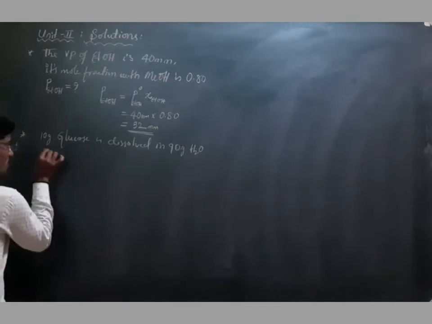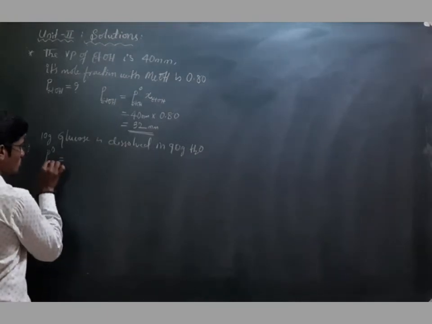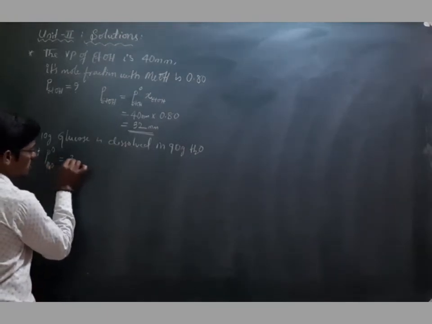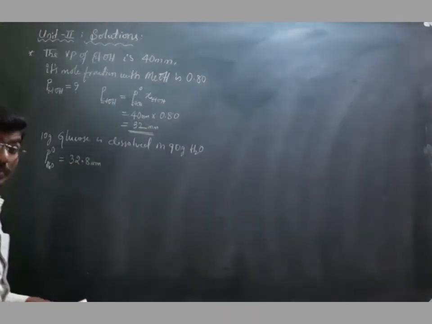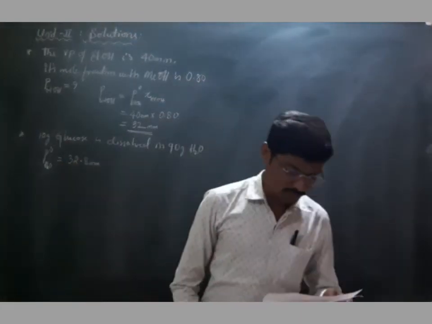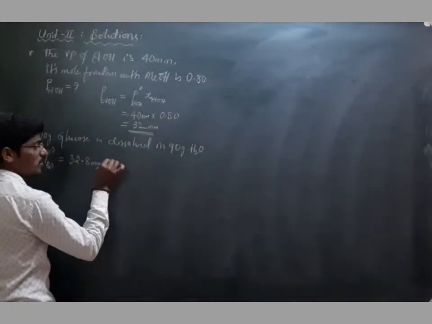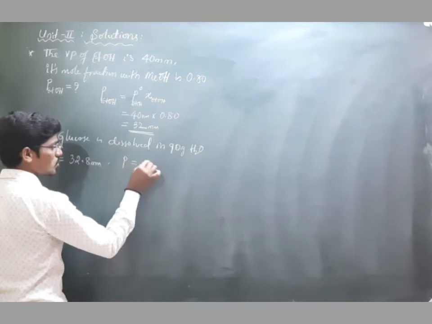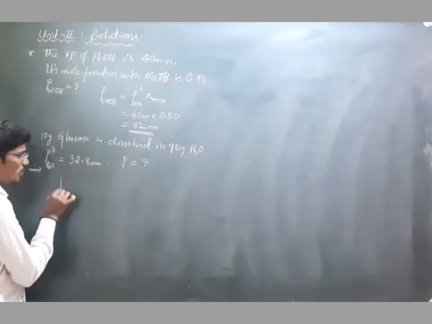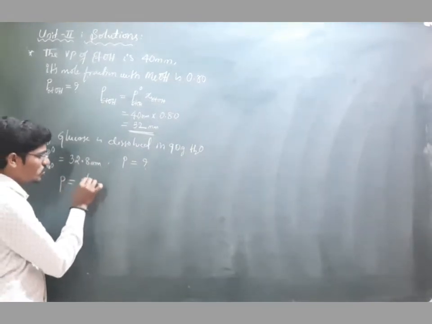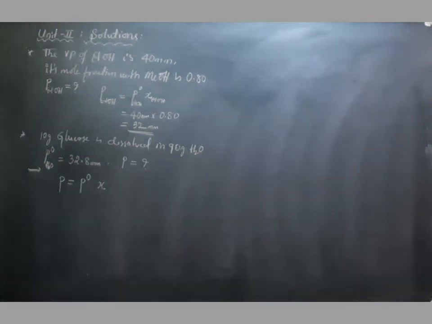And the vapor pressure of pure water, P naught H2O, is 32.8 mmHg. Vapor pressure of pure water is given. Then what would be the vapor pressure of solution? That is P is equal to question mark. According to Raoult's law, vapor pressure of solution is equal to P naught into X. So here P naught into X.